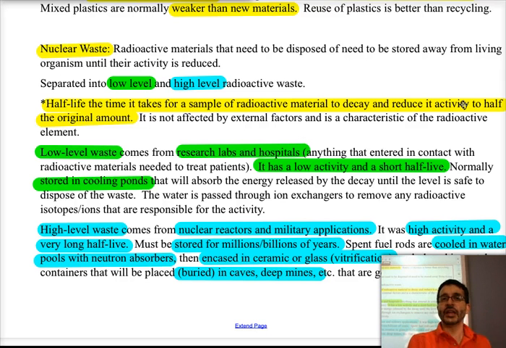And every time it will take half of the material away. So it's not like it's just two half-lives and you're done. The first half-life you go from 100% to 50%, the second half-life you go from 50% to 25%, etc., etc.